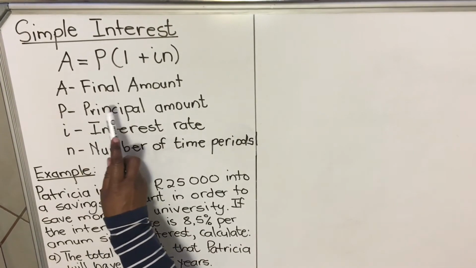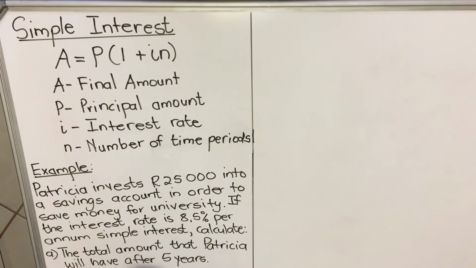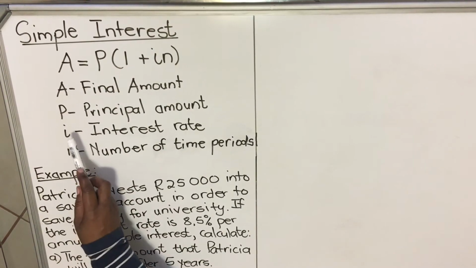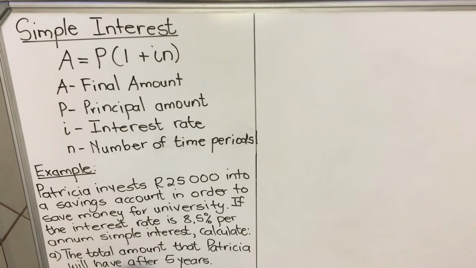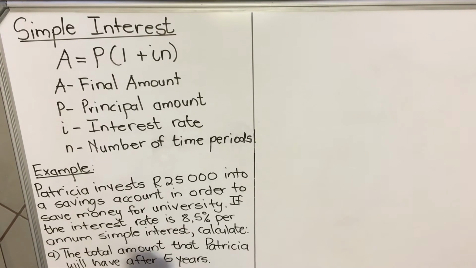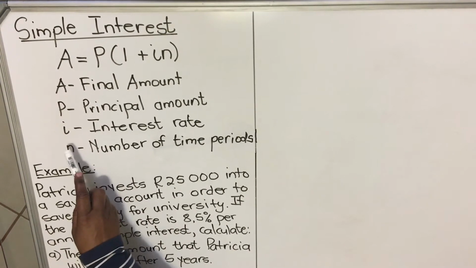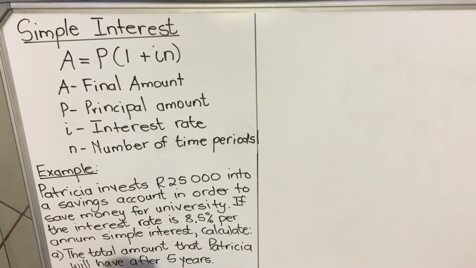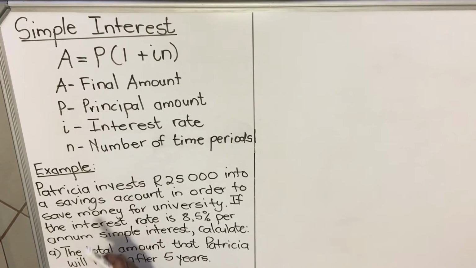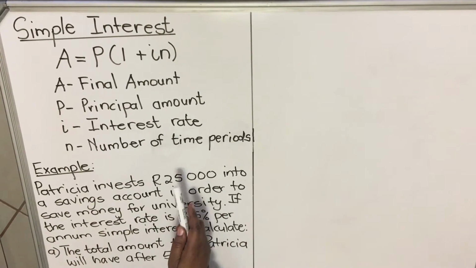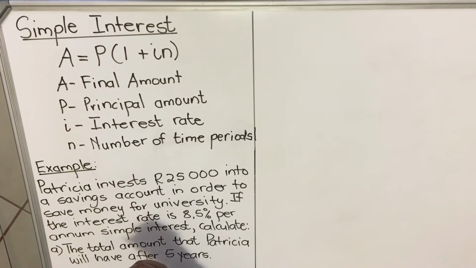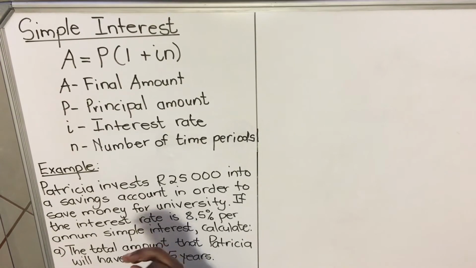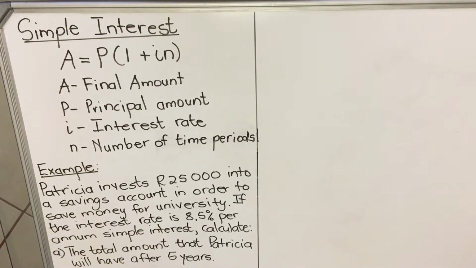A is the final amount. When you invest money, the money that you're going to end up with is A, the final amount. P is the principal amount, the money that you invest. And then i, small letter i, is the interest rate, the percentage that the bank will give you if you invest with them. N is the number of time or period that the money will be in the bank. It can be in months, it can be in years. Normally it's in years.